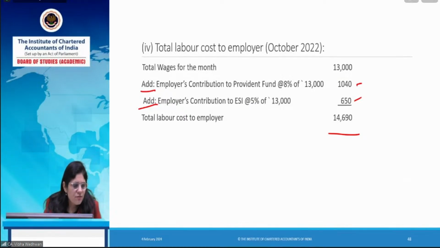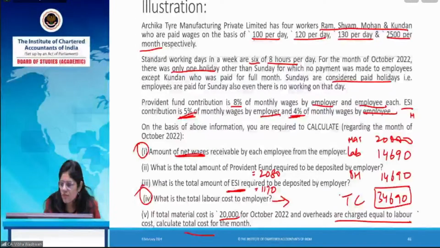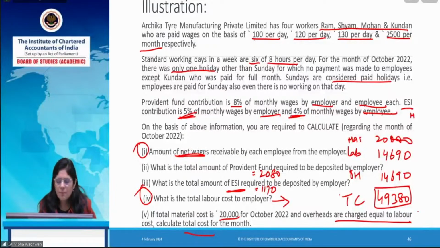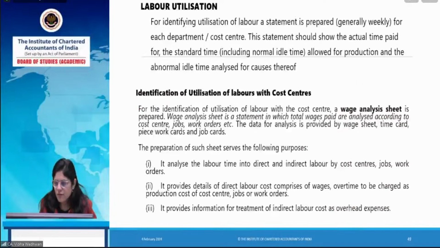What is 34,690? Students, give me the correct answer. Is it 49,380? Please don't give me wrong answers. Please cross check and then give me the answer. What is the total cost? Should I take 49,380? Is it the correct answer now? So I'm taking 49,380. Let me check from here also.